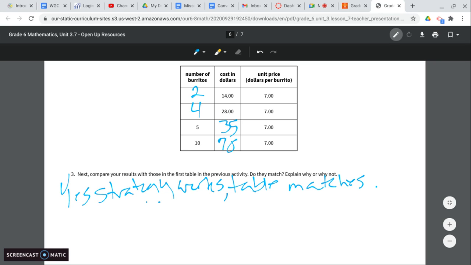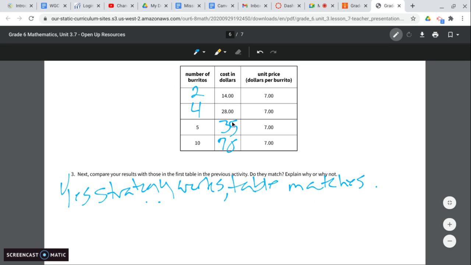So to figure out cost in dollars from the number of burritos and dollar per burrito, you can multiply the 7 times the number of burritos. So 5 burritos cost $35. To find the first column using the second 2 columns, we divide cost in dollars by dollars per burrito. So 14 divided by 7 is 2. So 2 burritos is $14. So it's just like what we did.